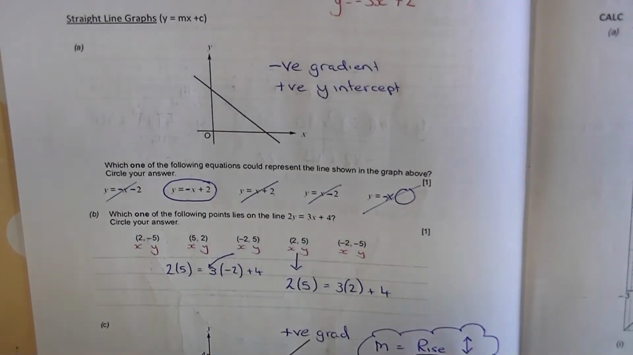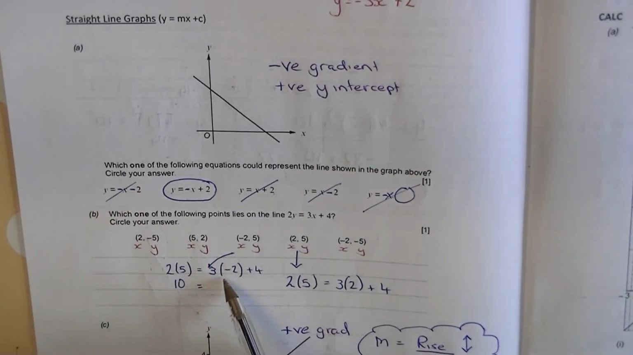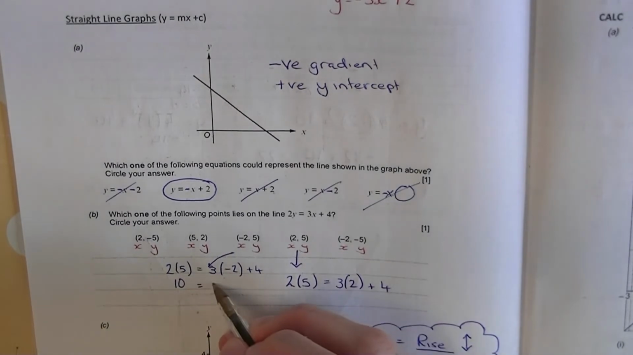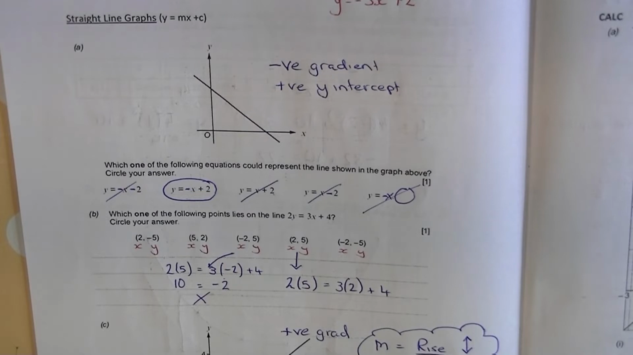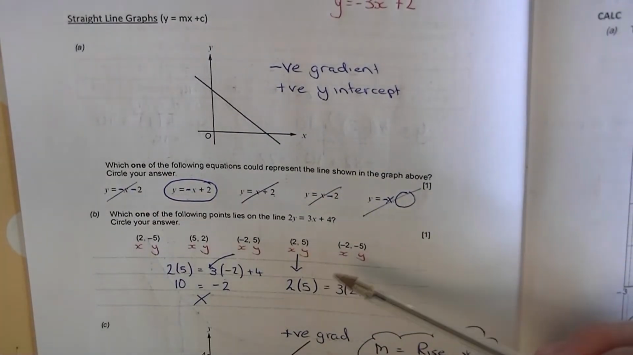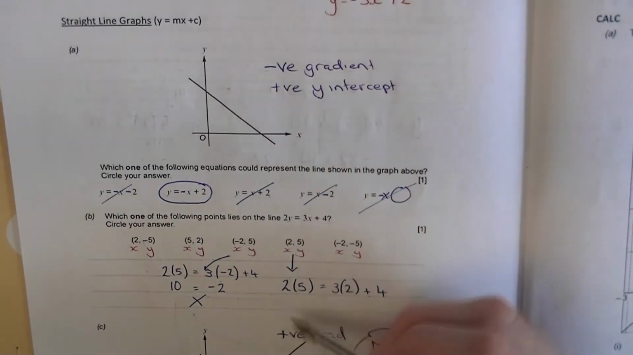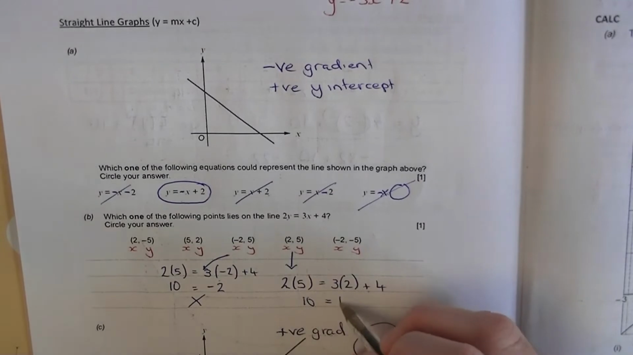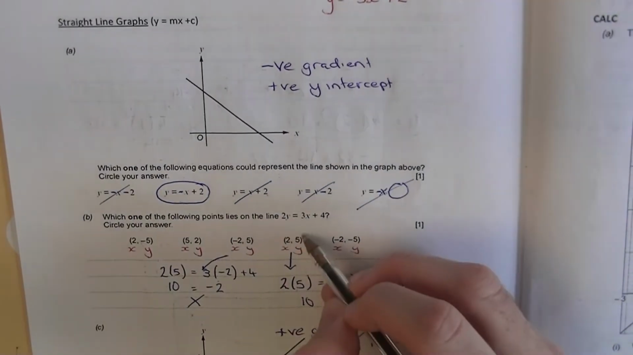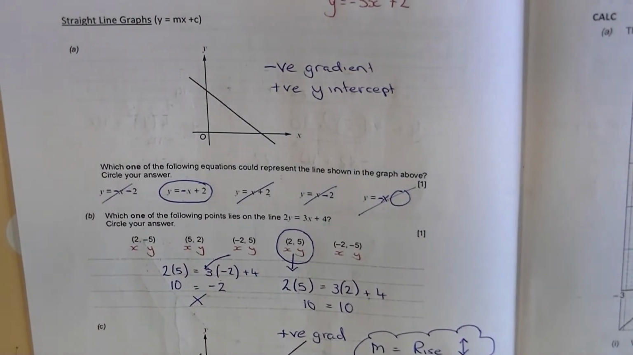So 2 lots of 5 is 10. 3 lots of minus 2 is minus 6, but add 4 is minus 2. So that sum does not work, that does not balance. Then we compare it with what the correct answer is. If y is 5 and x is actually 2, we end up with 2 lots of 5 being equal to 3 lots of 2 plus 4. So 10 equals 10, which it does. And that's the correct coordinate. That's the values that actually make this equation balance or the sum work.